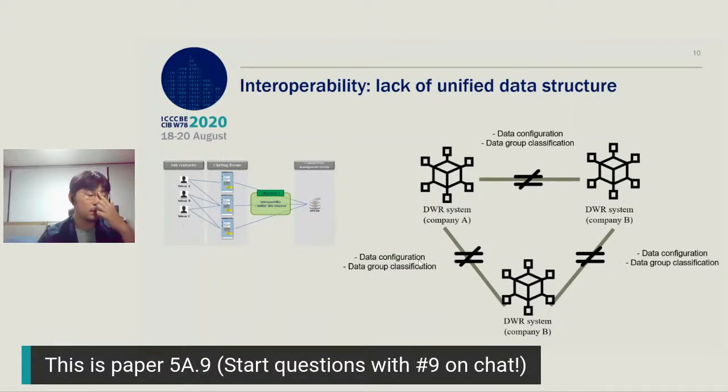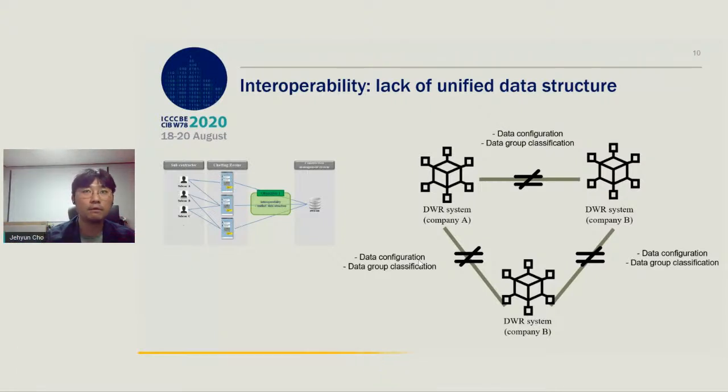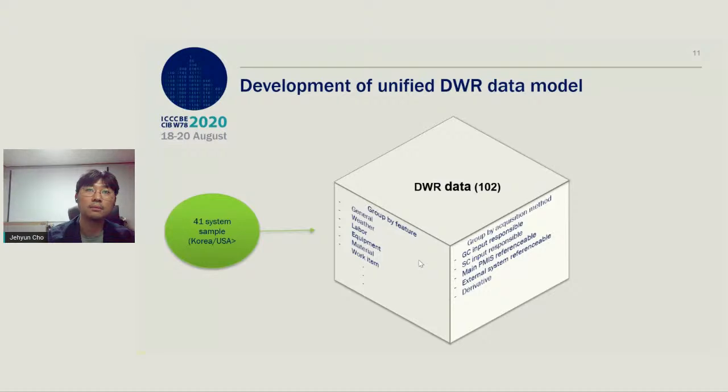Firstly, a unified data structure is necessary, but every data model of the daily work report system from a construction company has different data configuration and different data group classification from the others. So we collected 41 system samples from South Korea and the USA, and we defined 102 daily work report-related data, and we classified them by features and by acquisition method.